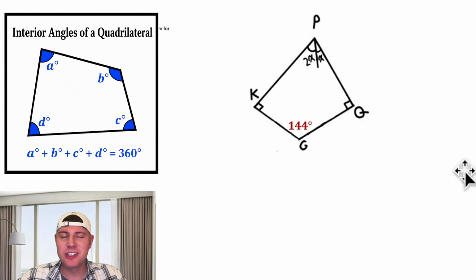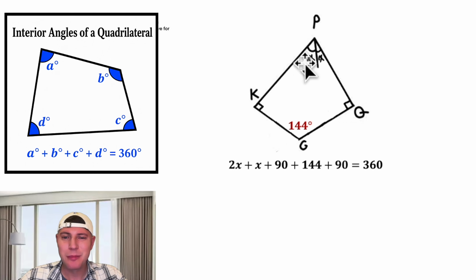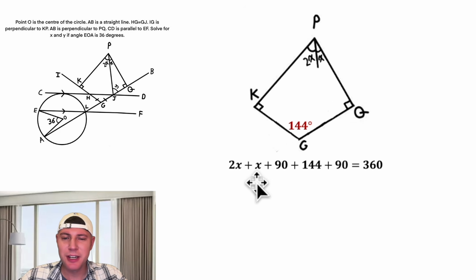Using these notes, the sum of the interior angles of a quadrilateral is always 360 degrees, so we can write an equation for this. It'll be 2x plus 90 plus 144 plus 90 is equal to 360. We can combine the 2x and the x to give us 3x, and we can also combine the 90, the 144, and the 90 to give us 324, and that'll still be equal to 360.